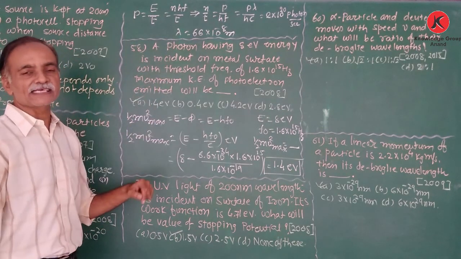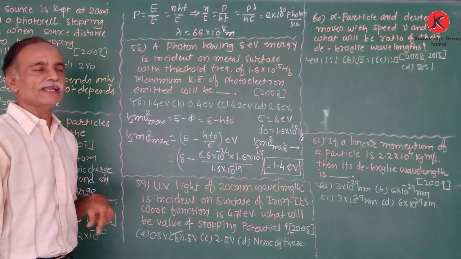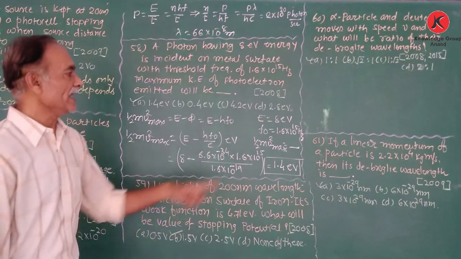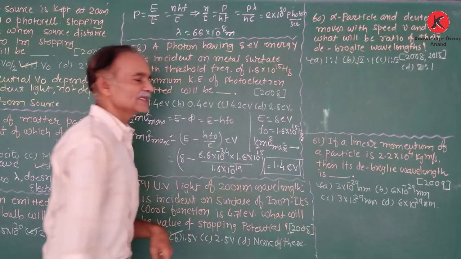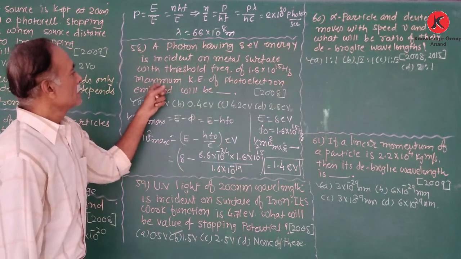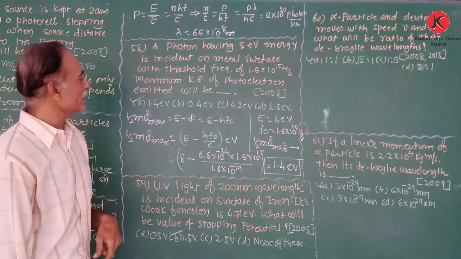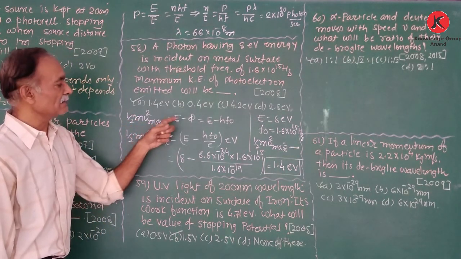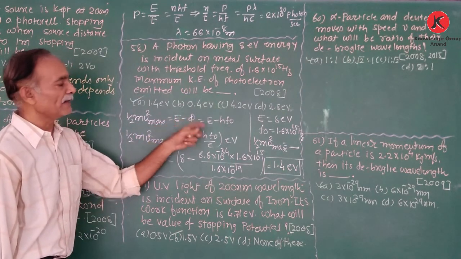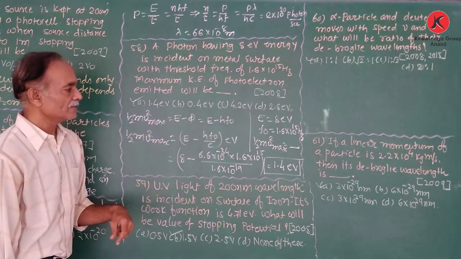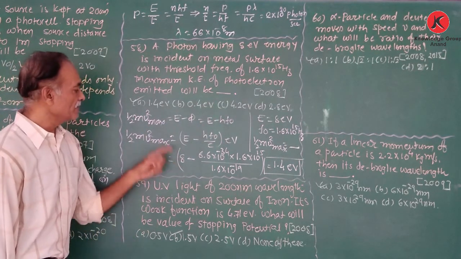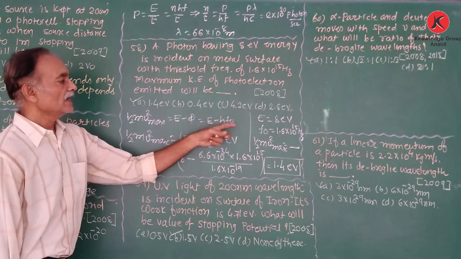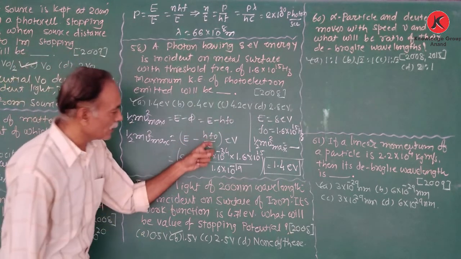Again, the photon having the energy 8 electron volt, given in electron volt, is incident on a metal surface with threshold frequency f0 given as 1.6 × 10^15 Hz. The maximum kinetic energy of the photoelectron emitted, from Einstein's photoelectric equation, half m v squared maximum is equal to hf minus phi, or E minus phi. Phi is equal to hf0, therefore E minus hf0. We require the kinetic energy in electron volt. Energy is already given in electron volt, but hf0 is in joule, therefore hf0 divided by e.